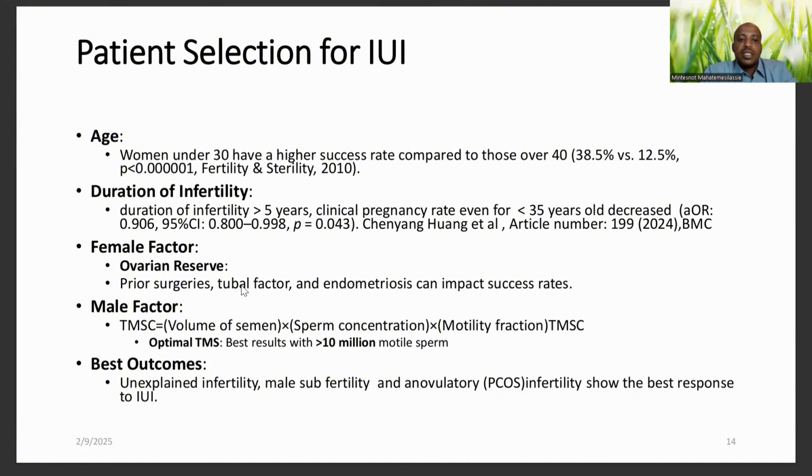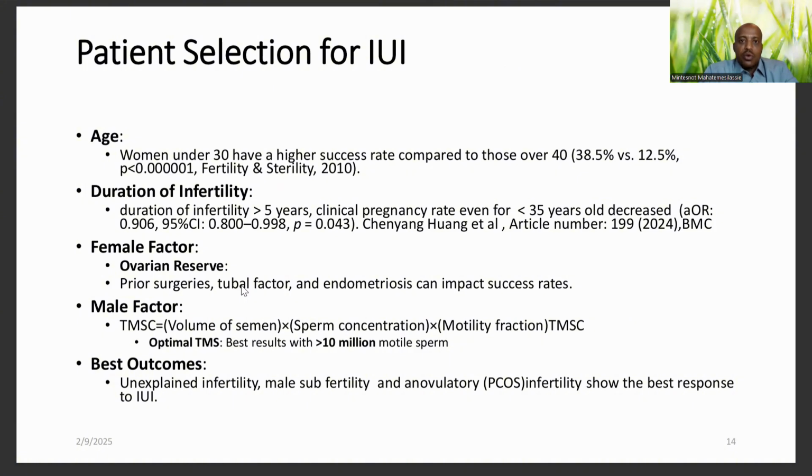Regarding the male factor, you have to calculate total motile sperm count. You calculate by multiplying the volume of semen by sperm concentration by motility fraction. If this total motile sperm count is more than 10 million, you have a good candidate for IUI. Otherwise, if the total motile sperm count is less than 5 million, your success of IUI is less, so the result will be low and patient satisfaction will be less and treatment in general for fertility will be decreased.